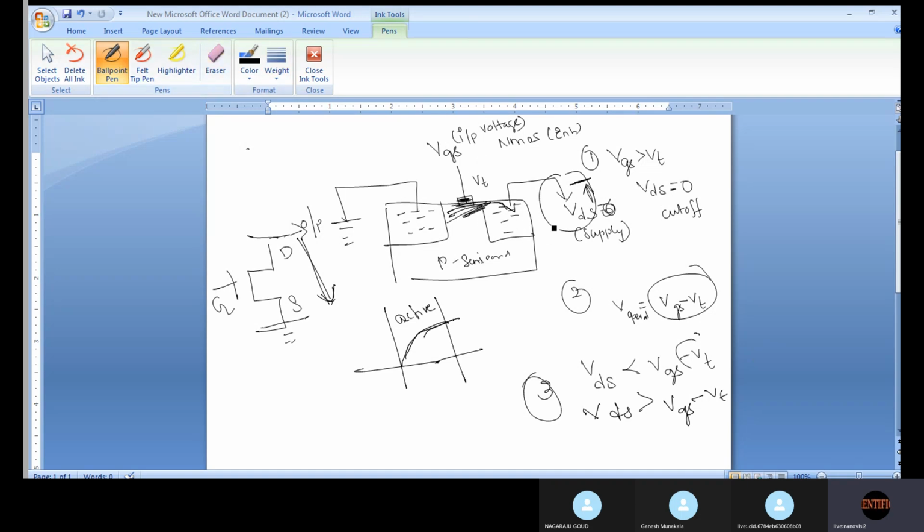More and more negative charge carriers will be attracted towards the drain side. What will happen? The channel will be pinched off here. There will be no channel. All the negative carriers here will be attracted towards the positive side. The current will become constant here. Okay, the current will become constant. Is it clear now, Ashok?